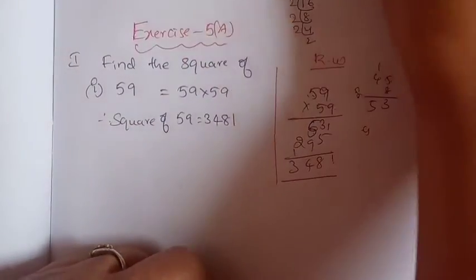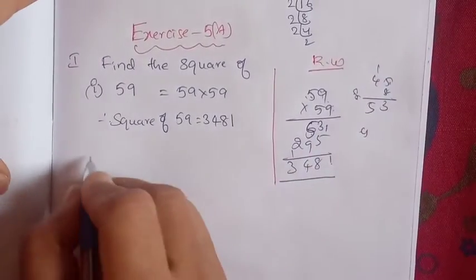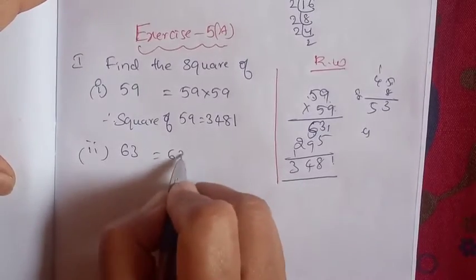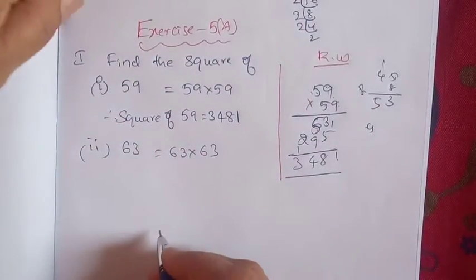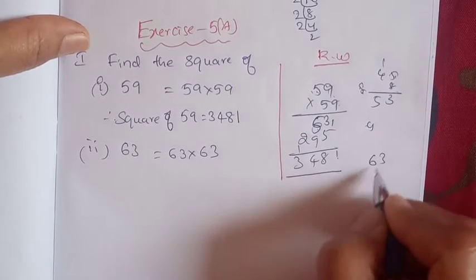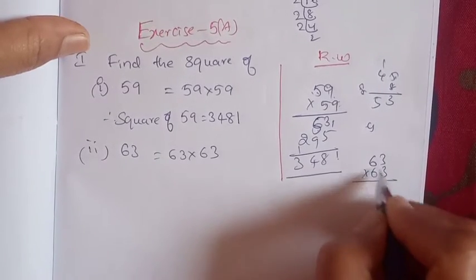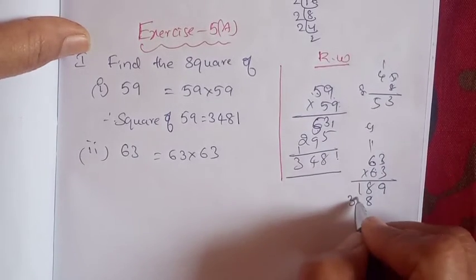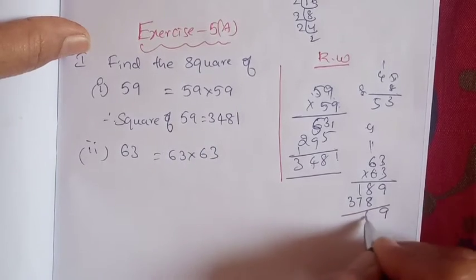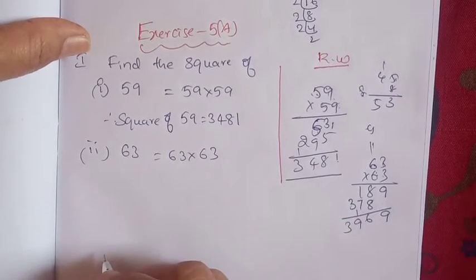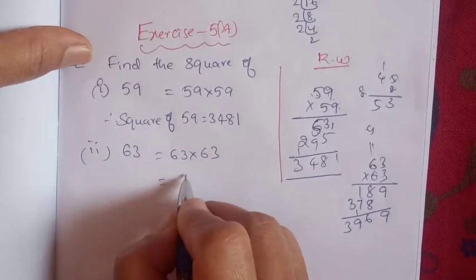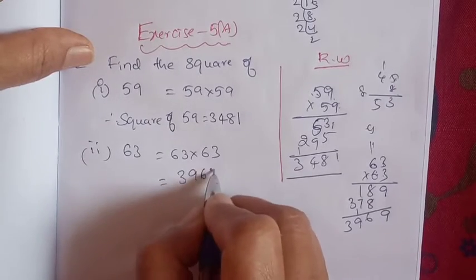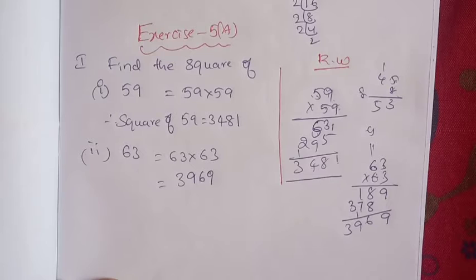Okay, next. Second one in this: 63 into 63. So multiply 63 into 63. 3 3s are 9, 3 6s are 18, 6 3s are 18, 6 6s are 36 plus 1, 37. 9 6 9 3. Okay, what is the answer? 3969. This is the answer.